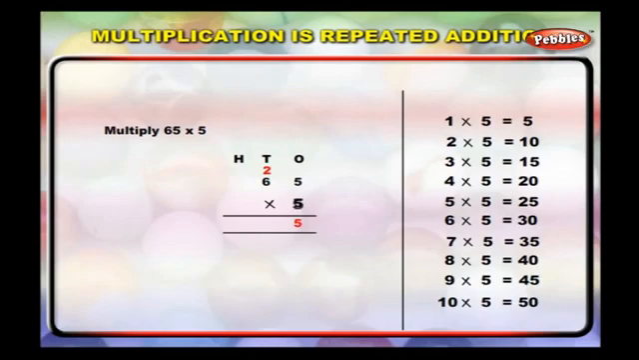Now, multiply 5 into 6. The product is 30. Add 2 to 30, which was carried over. We get 32. Now, write 32 below. The total product we arrive at will be 325.